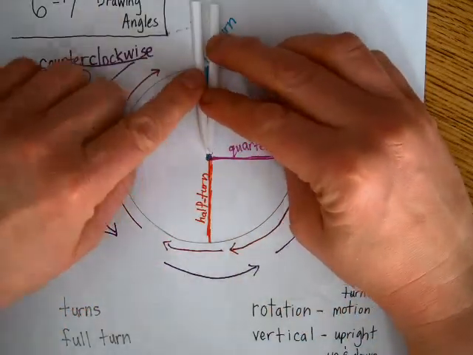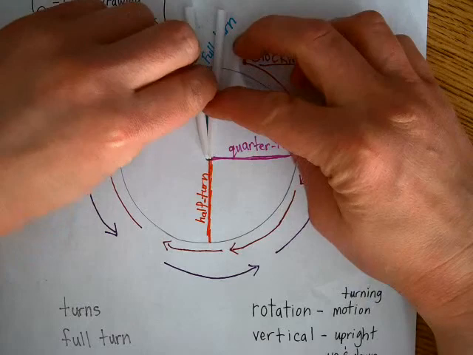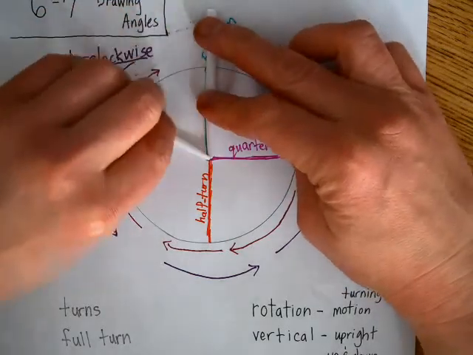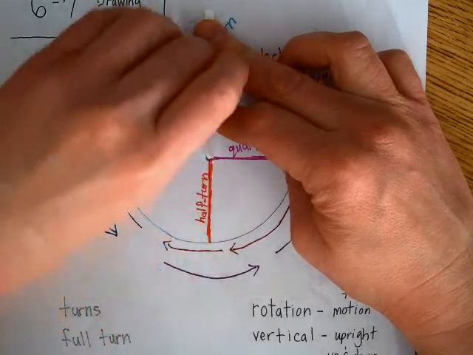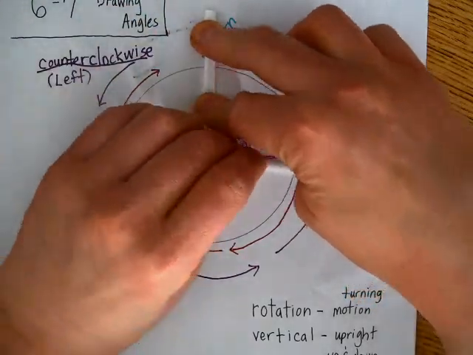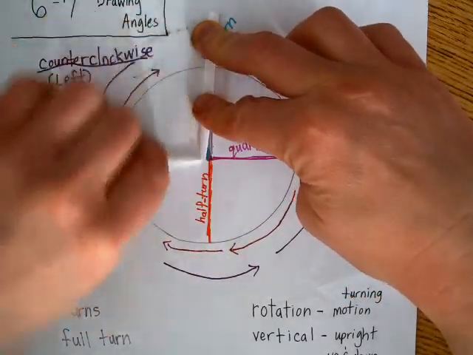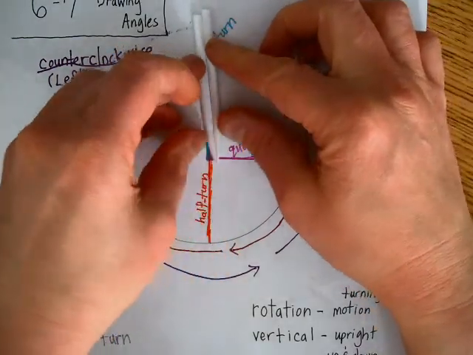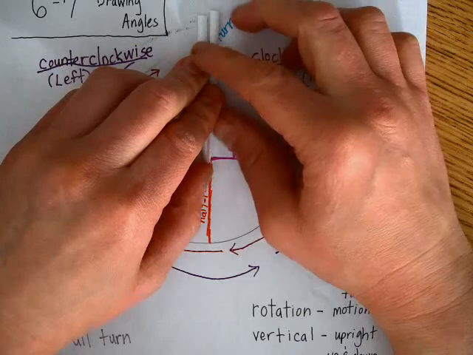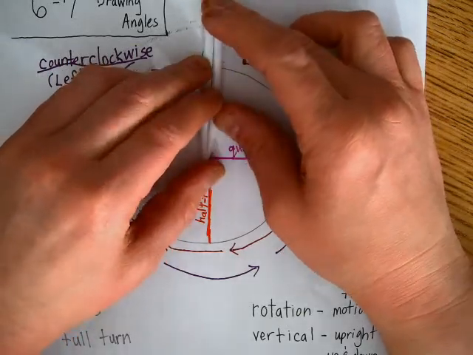Counterclockwise is going to be the same thing except going backwards. We want them to go counterclockwise a quarter turn from here, counterclockwise a half turn, counterclockwise 3/4 of a turn, and then counterclockwise a full turn. We'll end up all the way back around here. So those are the pieces the kids will be working with as far as the turns go.